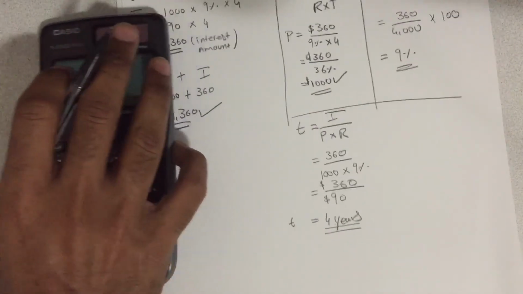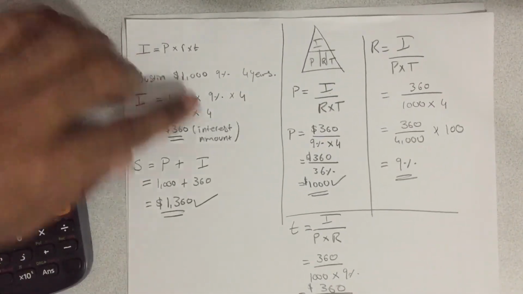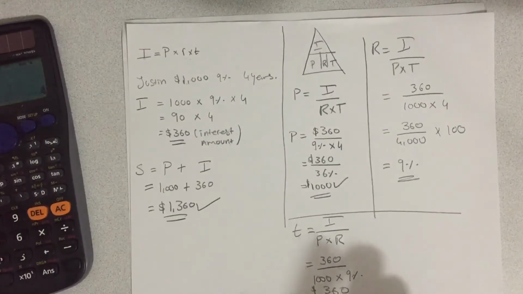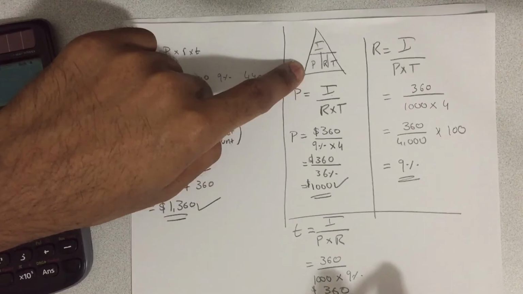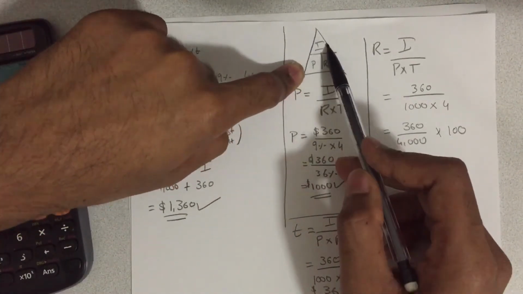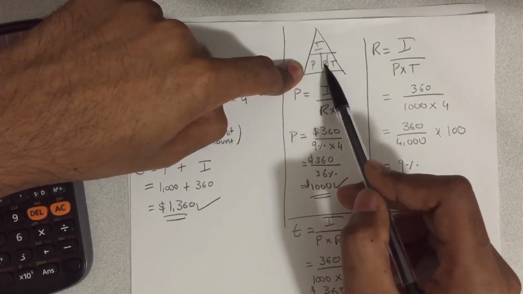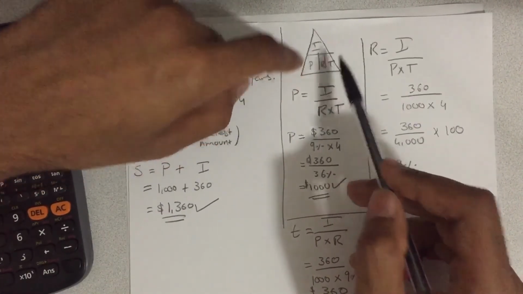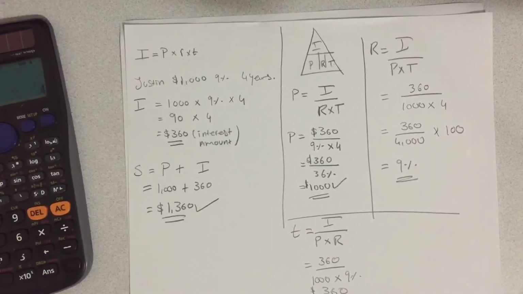So you see, it's very simple. As long as you're given 3 variables and you identify them correctly, you could use this triangle to calculate the correct amount. It could be whether the amount of interest, the principal, the rate, or the time period. We've done this. This is a very basic calculation.